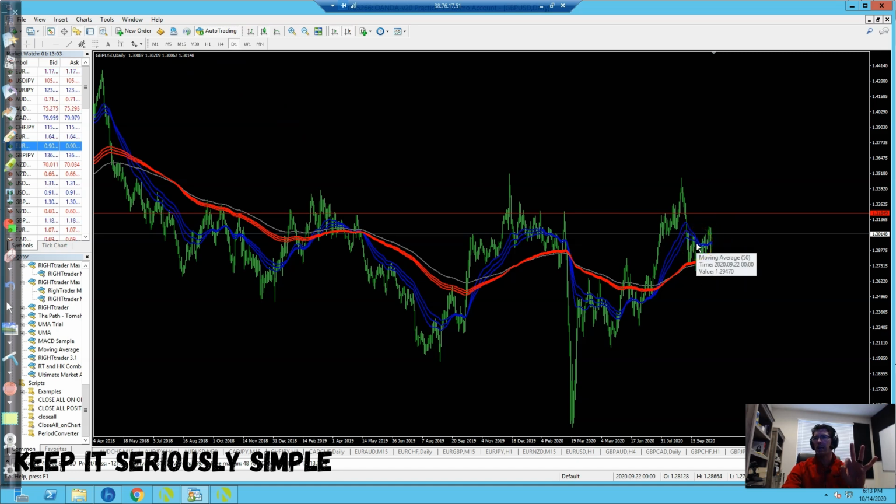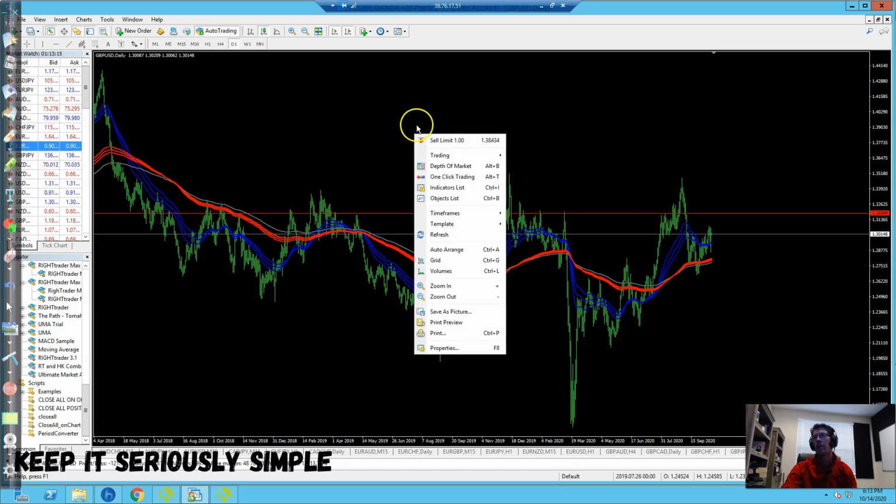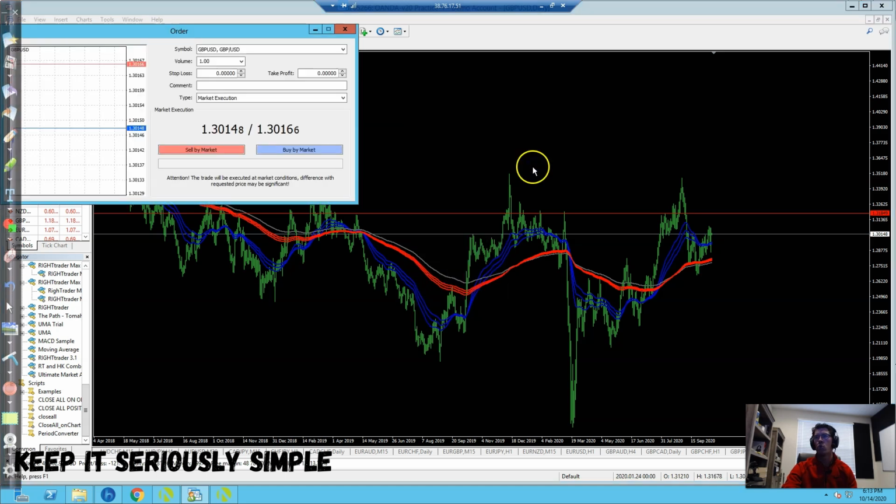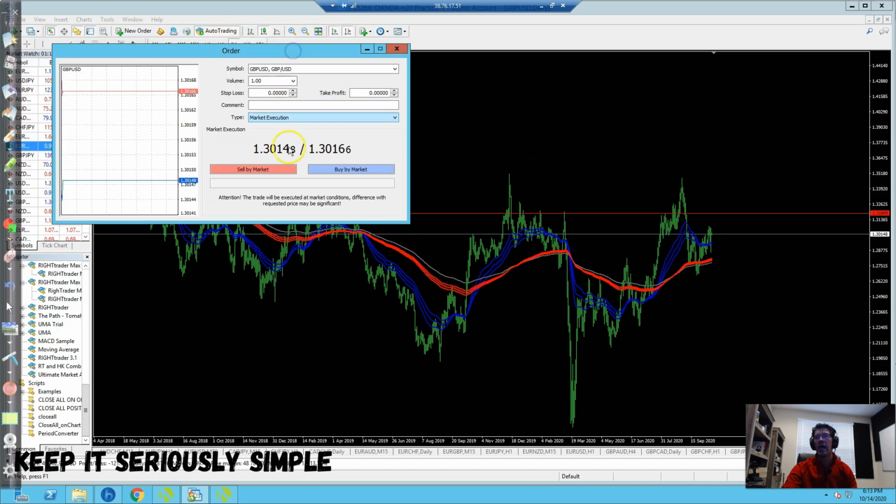Now we're looking at sell options. Now, if I wanted to sell it at market, current price is 1.3014. I'm doing this video on a Wednesday evening at 6 p.m. Eastern time. So what I want to do is check and see what the spread looks like. I'm going to right click on my chart, go into a trading window, and click on new order. Now, right now, I have about a 1.8 pip spread on this pound US dollar.